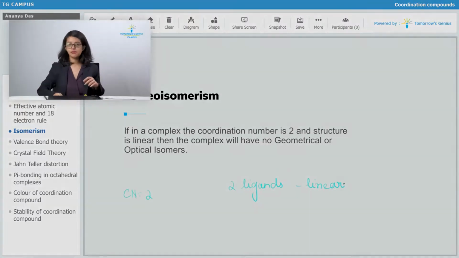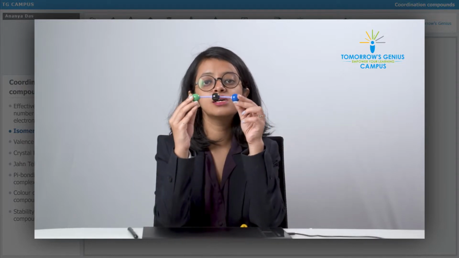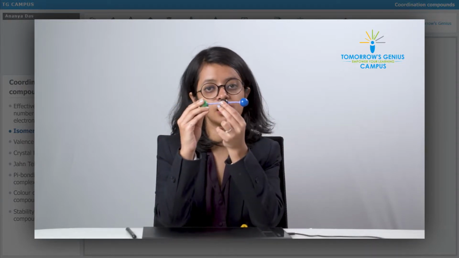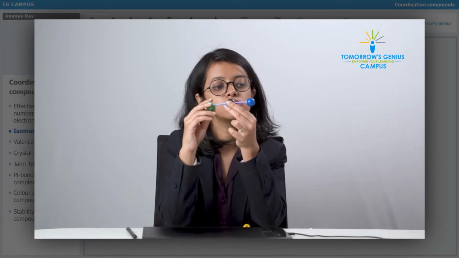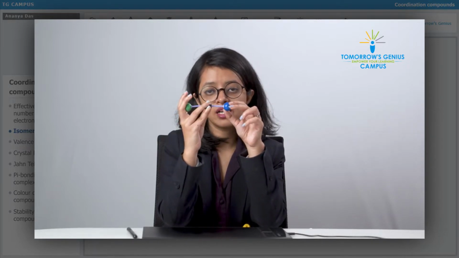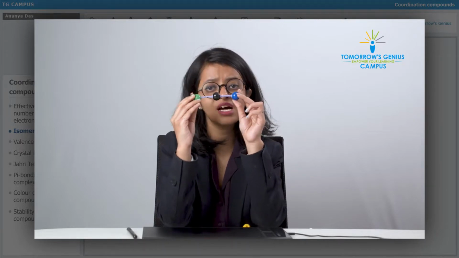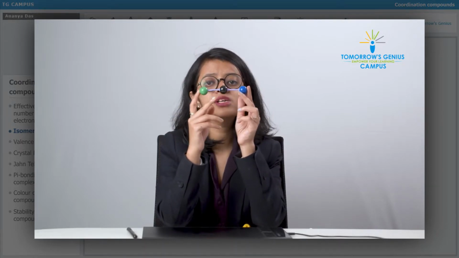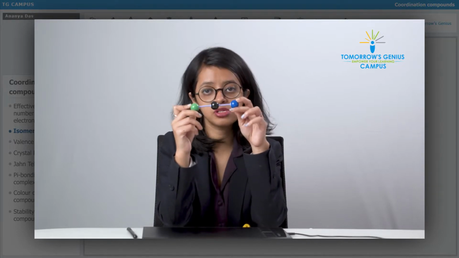Now you have to remember the rule that we previously studied. This is a linear molecule, okay, this is the central metal atom and these are two different ligands which are attached to the central metal atom. These can be same ligands too, okay, it does not necessarily mean that these have to be two different ligands. Even if these are the same ligands, then also geometrical isomerism and optical isomerism will not be possible.